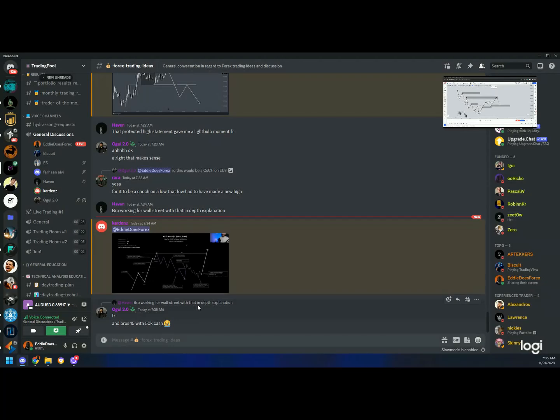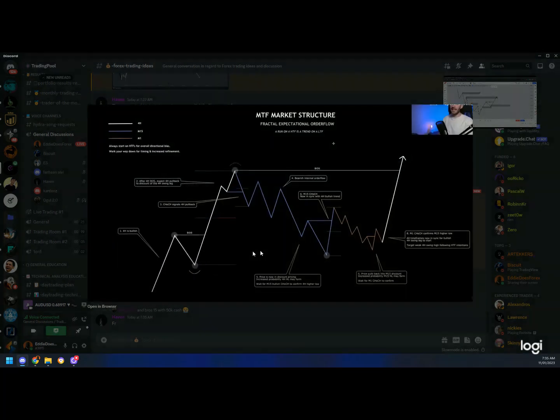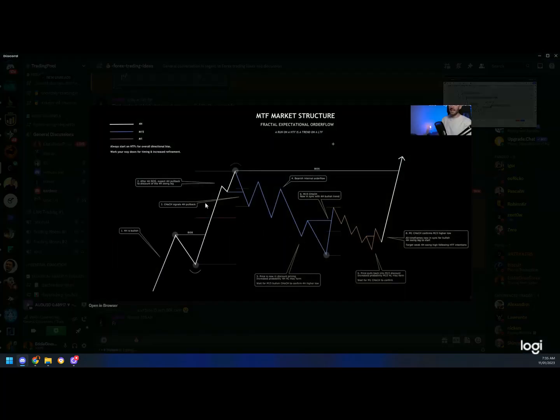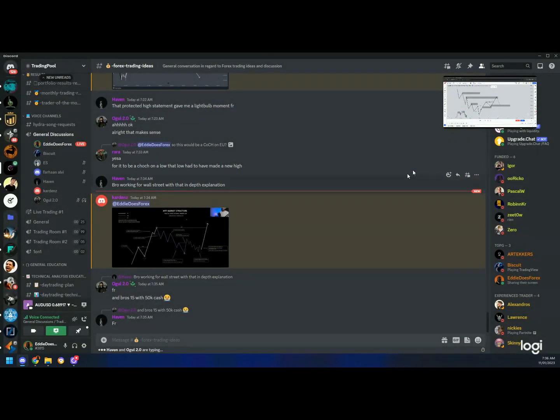And you see these dots on the 4 hour. He also marked the swing structure. Yeah, I see that. That's the 4 hour breaking structure, right? Yeah, I see it. Yeah, that's what I was explaining.